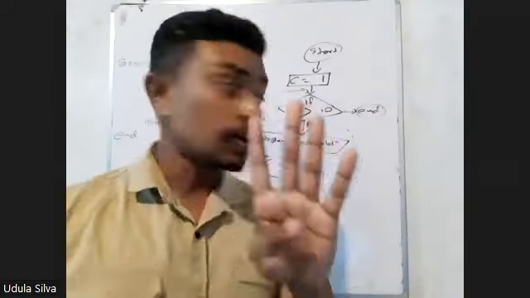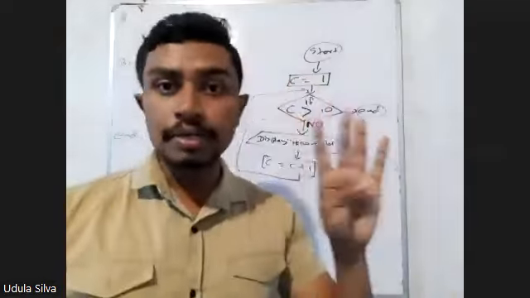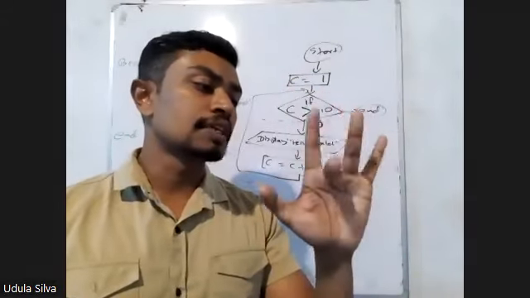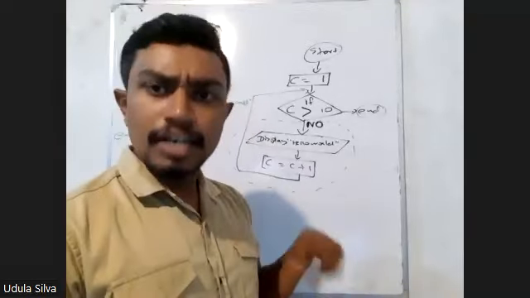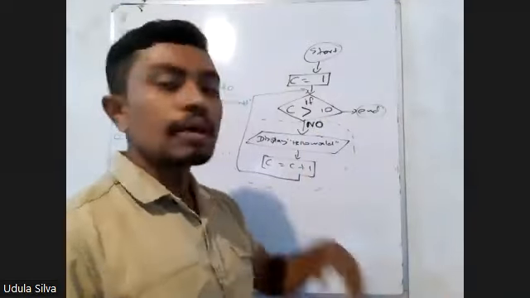1 greater than 10, no. Then repeat: 2, 3, 4, 5, 6, 7, 8, 9, 10. 10 greater than 10, no. Again repeat. So that's why, son, I removed the equal sign.